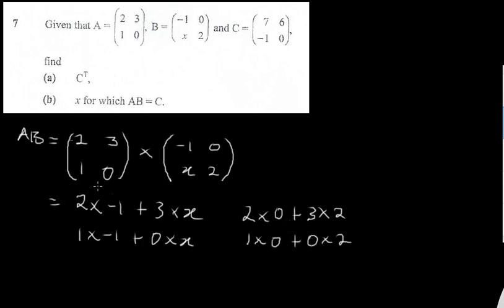Then we move on to the next column. So 2 multiplied by 0 plus 3 multiplied by 2. So we're done with this row, and we can move on to the next row, which is 1 and 0. So 1 multiplied by -1 plus 0 multiplied by x. Then 1 multiplied by 0, plus 0 multiplied by 2.